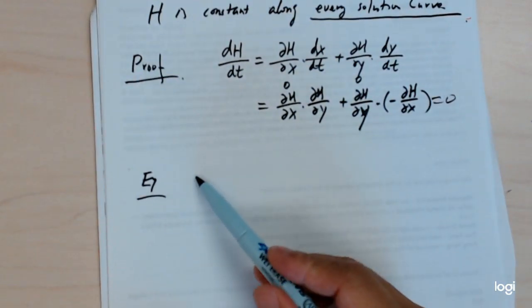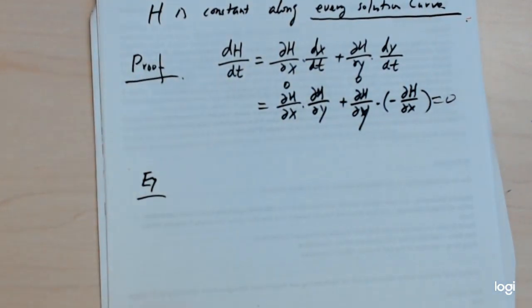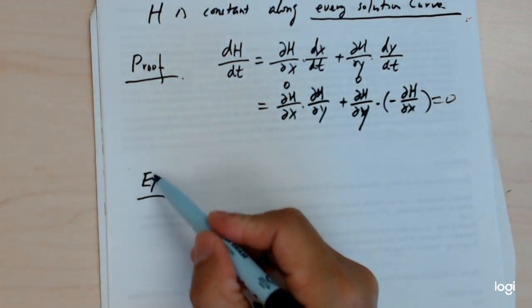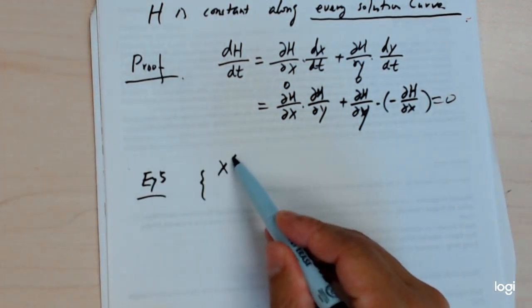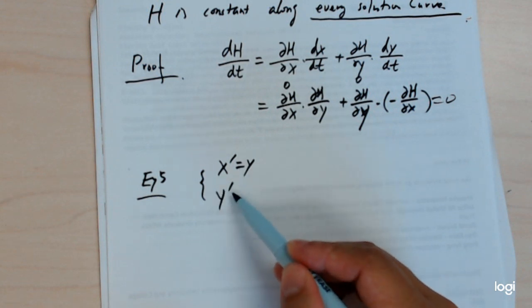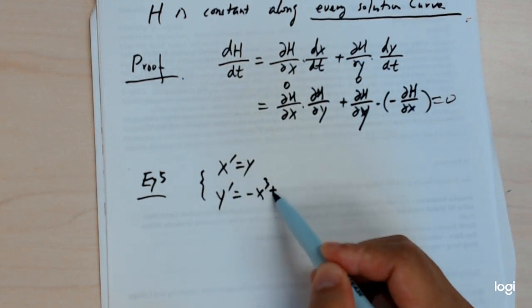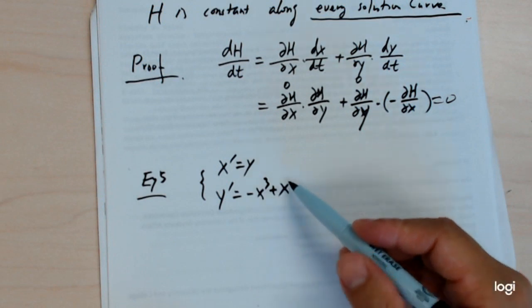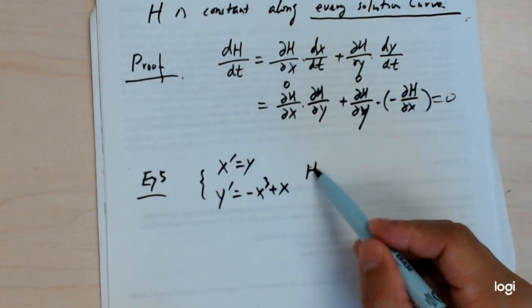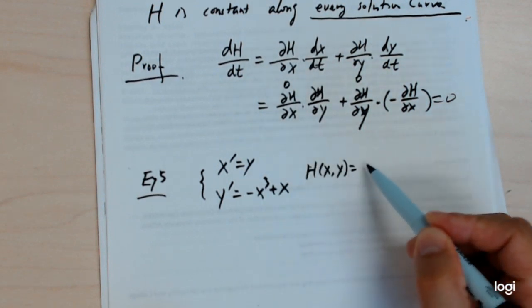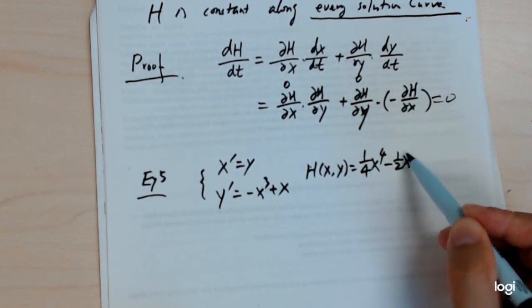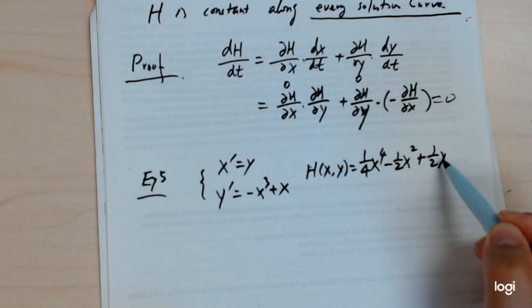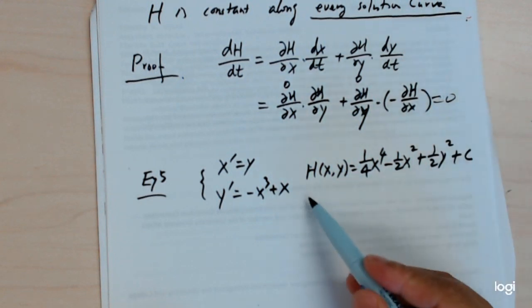I'll show you one example. Example 5. This is a conservative system, as I showed you earlier. And H is this, that's H, plus any constant C.